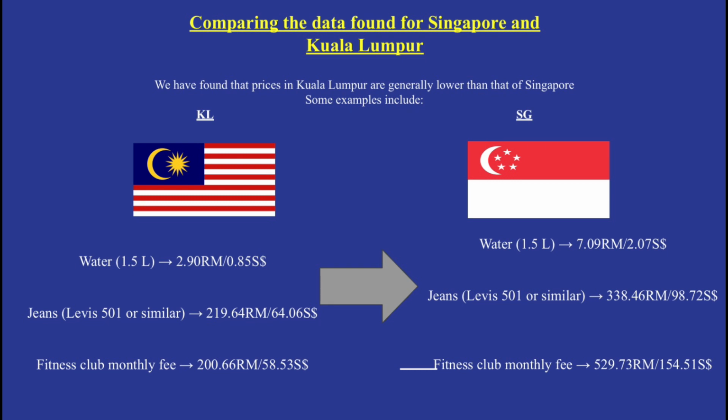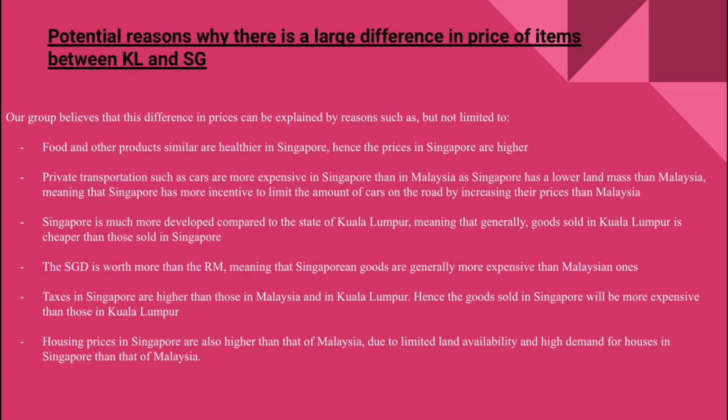For fitness club monthly fee, in Kuala Lumpur it costs 200.66 RM, which is 58.53 Singapore dollar. In Singapore, it costs 529.73 RM, which is 154.51 Singapore dollar. Potential reasons why there is a large difference in price of items between Kuala Lumpur and Singapore would be: food and other similar products are healthier in Singapore, hence the prices in Singapore are higher.